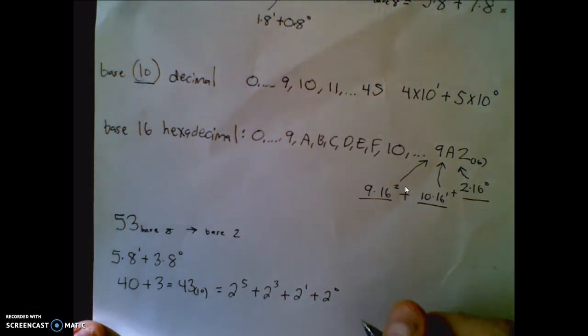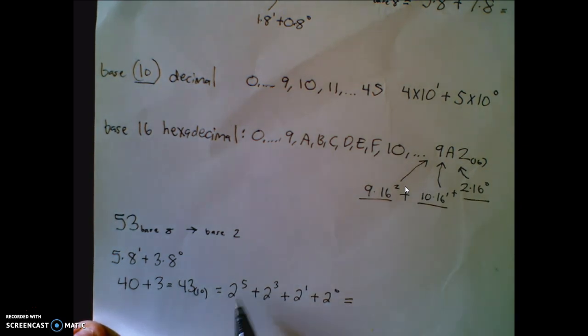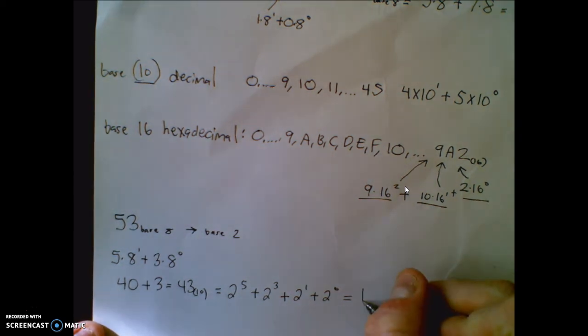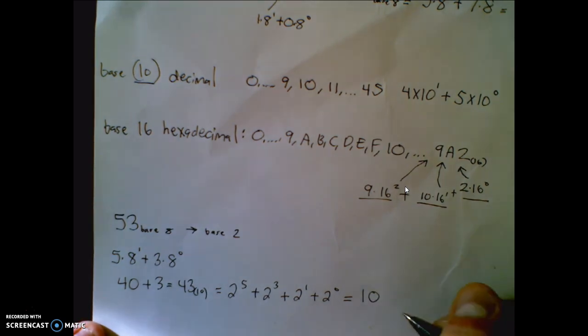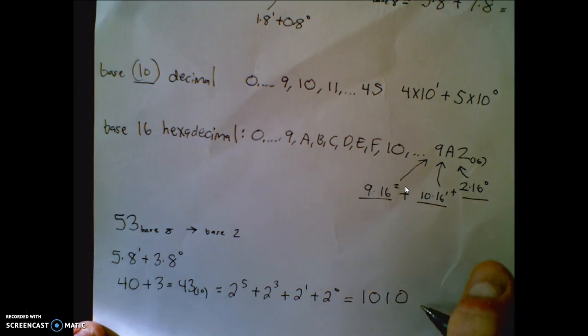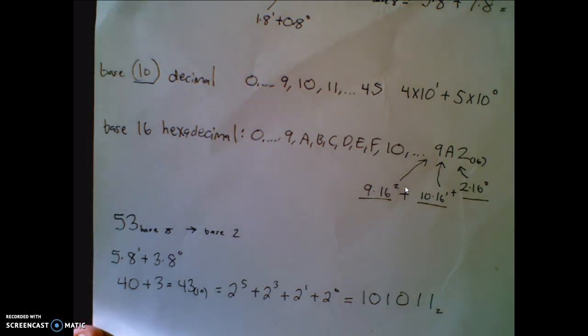Okay, and how that would work out in binary is you just put 1s in the places where you needed a number. So we have a 1 for 5, 0 for 4, a 1 for 3, a 0 for 2, a 1 for 1, and a 1 for 0. And this would be base 2, which would be the equivalent of 53 in base 8.